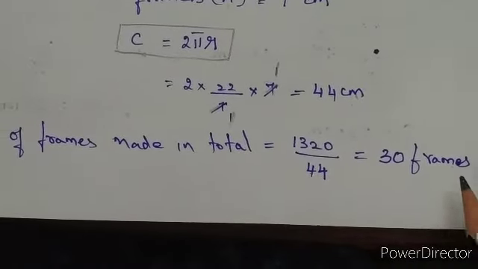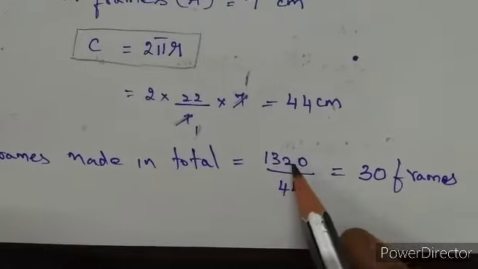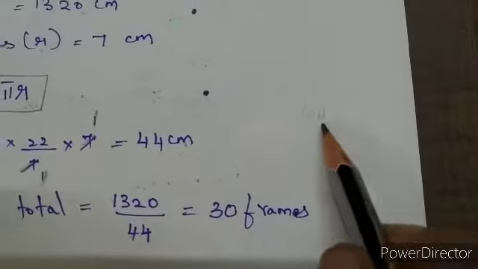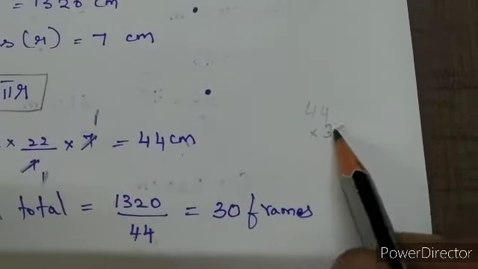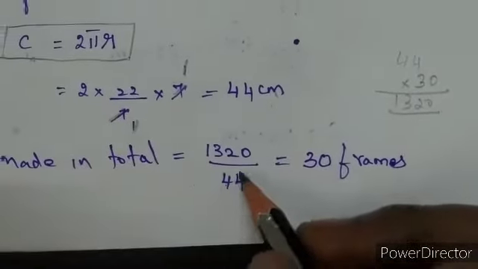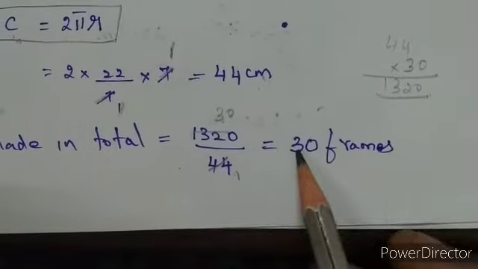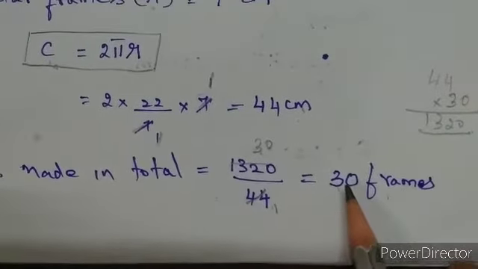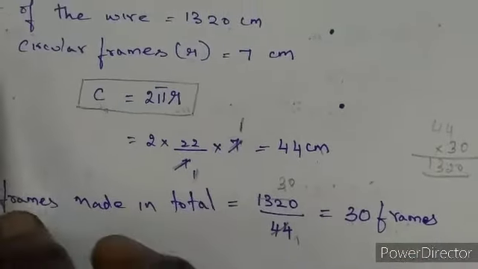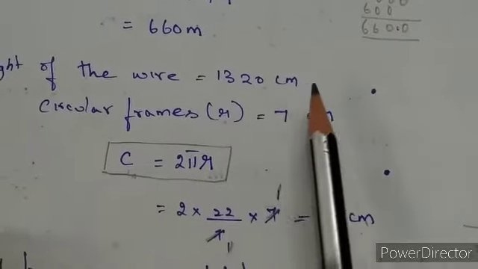How many frames can you make? So the number of frames made in total equals 1320 divided by 44. 44 into 30 is 1320. 44 ones are 44, 30s are 1320. So 30 frames. Your answer is 30 frames. You can do it by using the total length of the wire given in the question as 1320 centimeter.